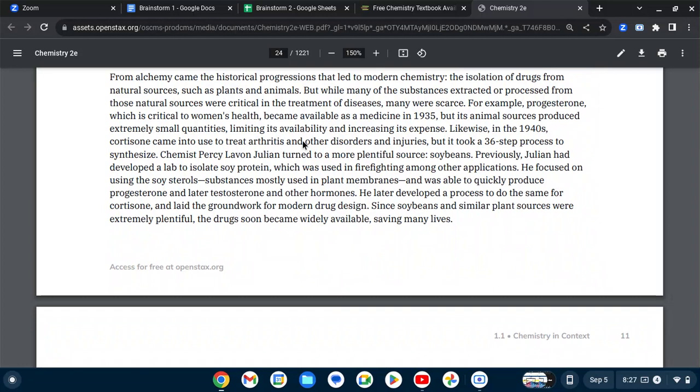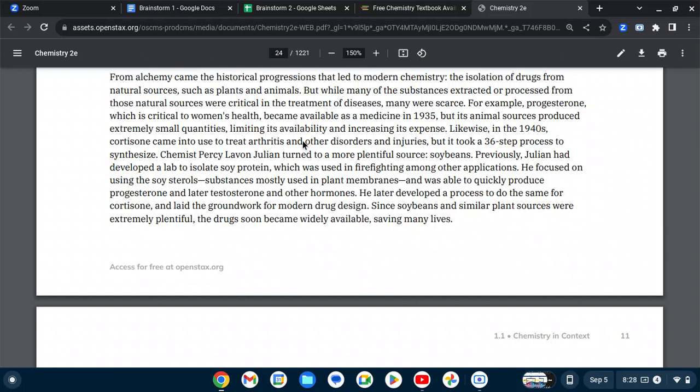Likewise, in the 1940s, cortisone came into use to treat arthritis and other disorders and injuries, but it took a 36-step process to synthesize. Chemist Percy Lavon Julian turned to a more plentiful source, soybeans. Previously, Julian had developed a lab to isolate soy protein, which was used in firefighting among other applications. He focused on using soy sterols, substances mostly used in plant membranes, and was able to quickly produce progesterone and later testosterone and other hormones. He later developed a process to do the same for cortisone and laid the groundwork for modern drug design.